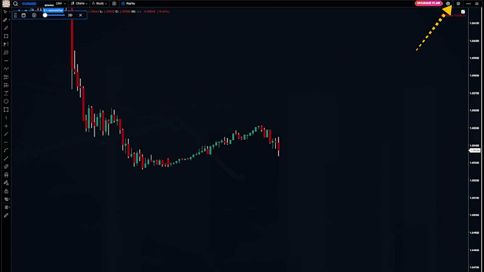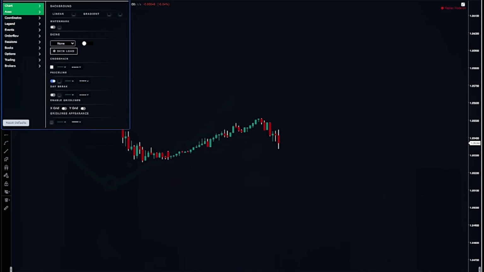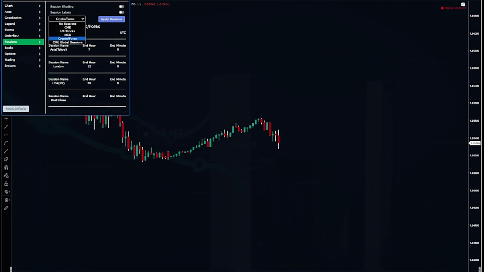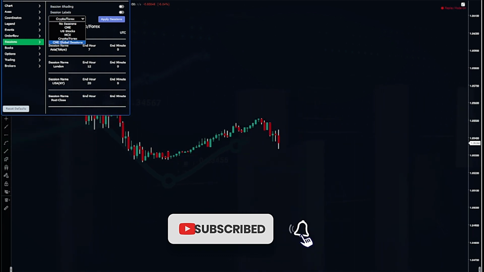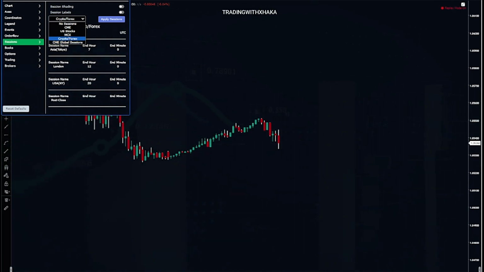You go to settings here, and you move down below. You see sessions. You click on sessions. You see there's a lot of sessions you can apply. If you're trading stock, you apply it. If you're trading MCX, crypto, and SME global session, all these things are there, but we are trading forex, where our example today is on forex.